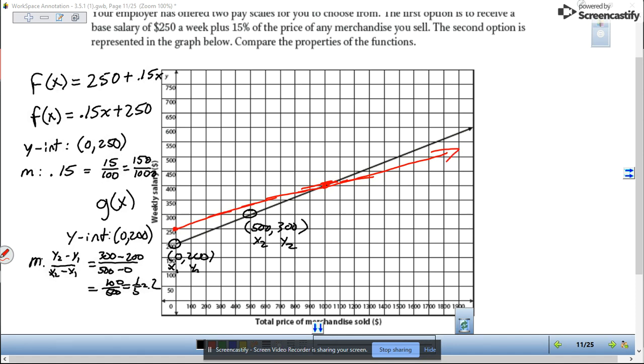And so what you would see there is that if you were to sell $1,000 worth of stuff, it really wouldn't matter which option you choose. After 1,000, then the graph option, g of x, would be better. If you sell less than $1,000 worth of stuff, then f of x would be a better choice. Okay, so really just finding ways to compare when you have graphs versus whatever. All right, so we'll move on to the next example now.